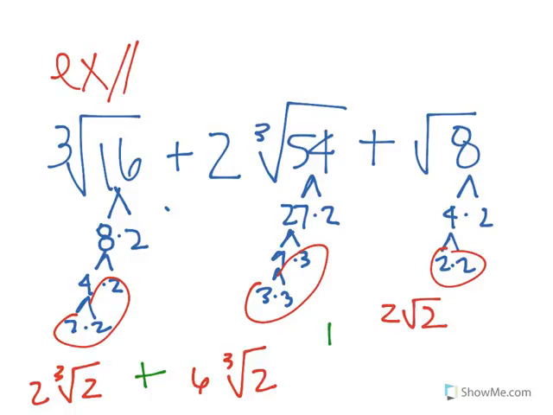Alright. Now let's combine us some like terms. What do we got here? 2 cube root 2 and 6 cube root 2. We can combine those. Got 8 cube root 2, plus a 2 root 2. And that's as far as it goes. Bada boom.